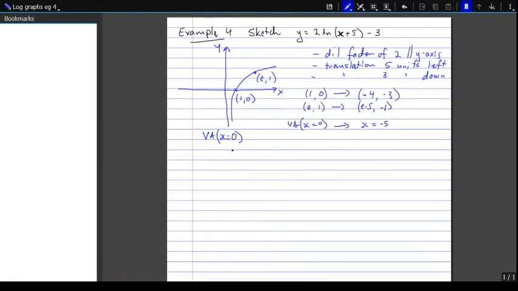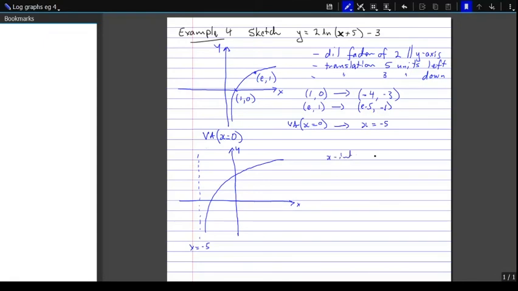So what we can do is we can quickly sketch our graph. And first of all, mark in our asymptote at x equals -5. And then we can draw in our basic curve. And we can see there that we're going to have some x and y intercepts now, which will be different to what we had before. So let's work those out.